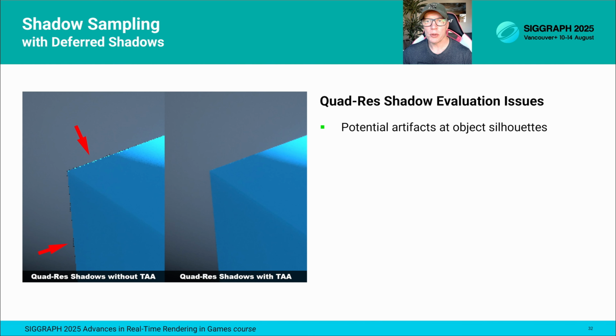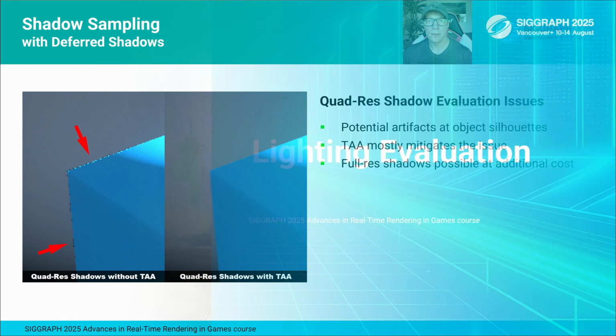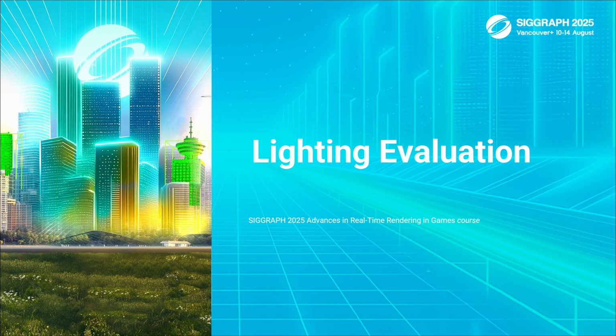Sharing one shadow term per 2x2 pixel quad works well in most cases, but it can introduce artifacts at object silhouettes where quad pixels should have quite different shadow term values. However, randomized tile sampling and TAA mostly mitigate this issue. While it can still introduce subtle lighting bias at the edges, the artifacts are quite minor. If necessary, we can also fall back to full resolution shadow evaluation to improve the quality at an additional cost.